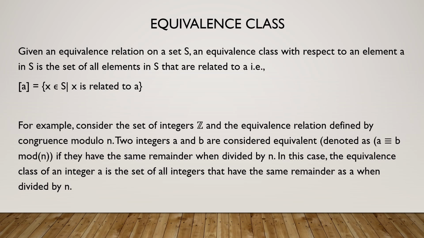For example, consider the set of integers Z and the equivalence relation defined by congruence modulo n. Just now we had seen congruence modulo 3. Similarly, here for any n you have the congruence modulo n relation. In this case, two integers A and B are considered equivalent, meaning A is congruent to B mod n, when they have the same remainder when divided by n. Actually, let us understand this by taking the next example.